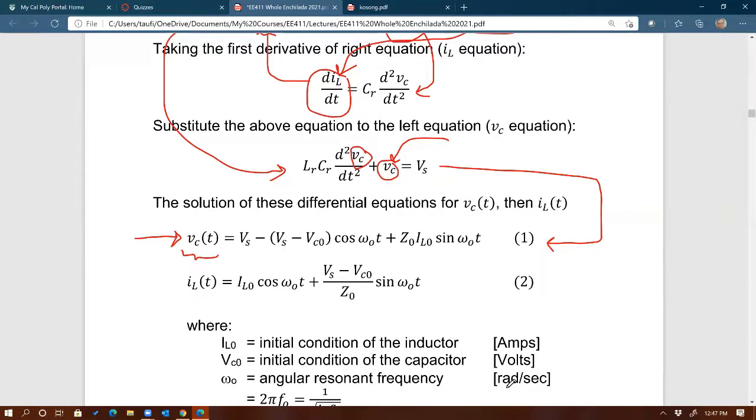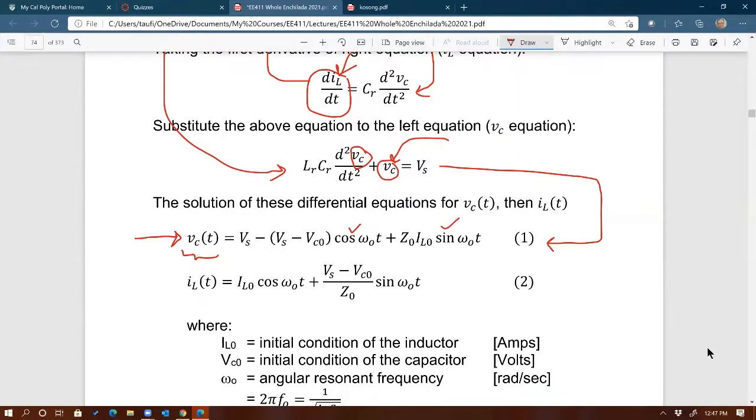Anybody? Sine wave. It's a sine wave, right? With respect to time, right? It varies with respect to time, and the shape follows a sine wave, as you can see from the cosine function and the sine function, right?